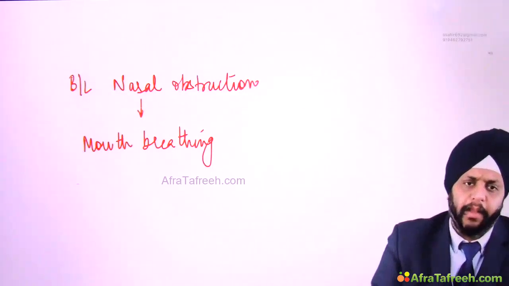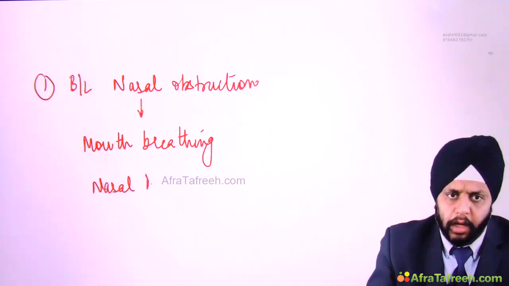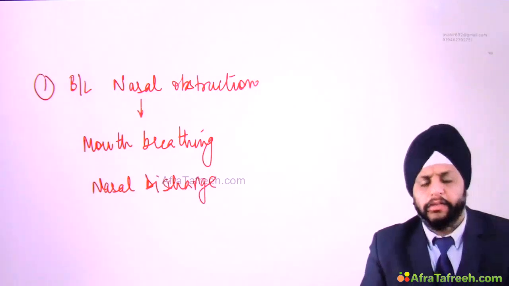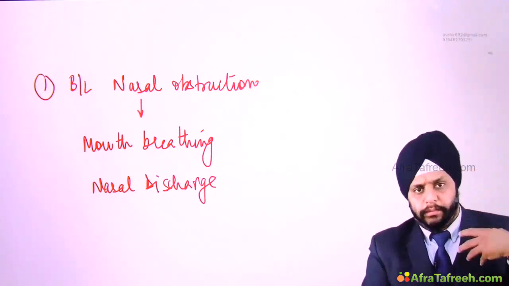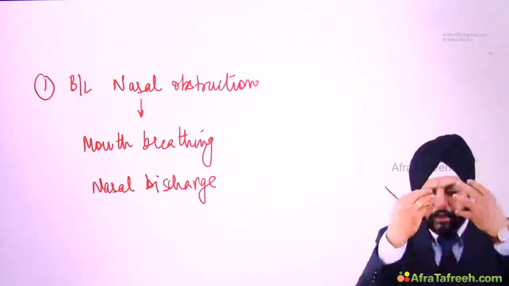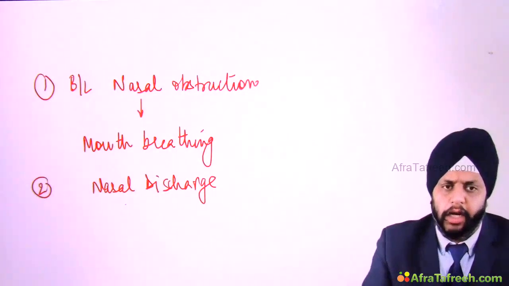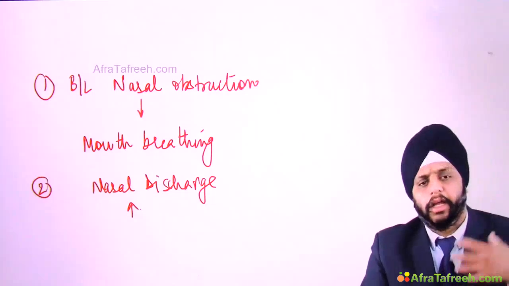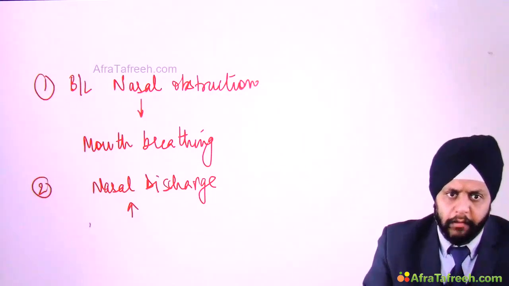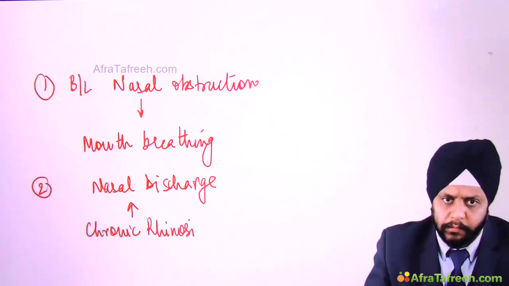Okay, what else will the patient have? The patient can also have nasal discharge. Why nasal discharge? Because the nasal discharge is not able to go into the pharynx. You see, the posterior choana is completely blocked. So all the nasal discharge will come out from the anterior nares. And because of this standing discharge, the patient can even have infection. He can have infection in the nose. So the patient can have chronic rhinosinusitis.